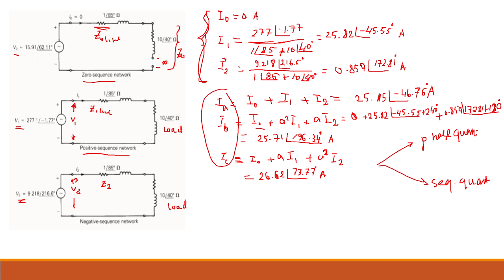So we can say that if the system is symmetrical, it is preferable to use the phase quantities. But if the system is asymmetrical, it is preferable to use sequence quantities. This is what I want to say in this lecture.